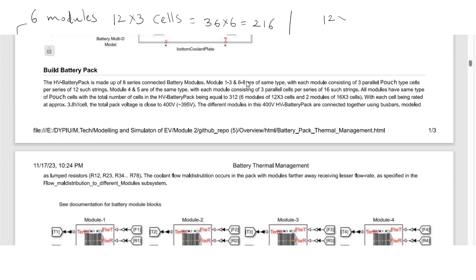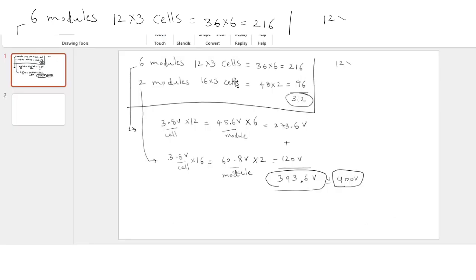Modules 1, 2, 3 and 6 to 8. Total 6 modules we are having. So 3 parallel pouch type cells with 12 strings here. Okay. It was explained clearly: 12 into 3 cells. There, 16 into 3. Total 216 here.